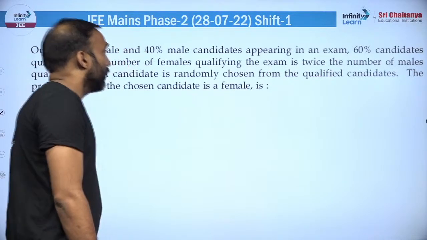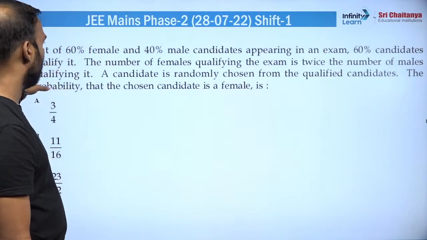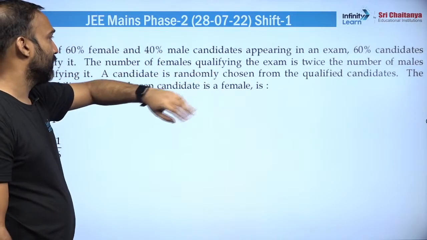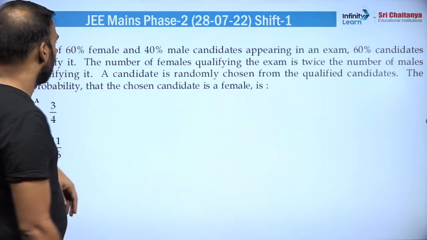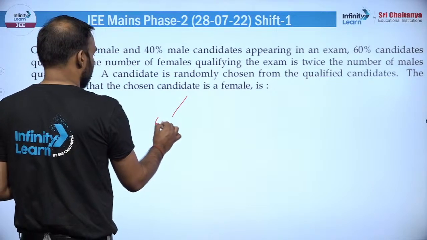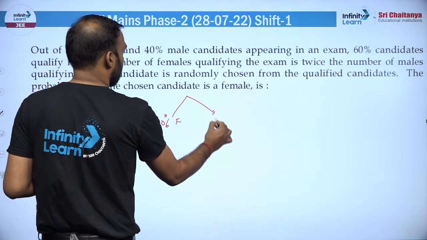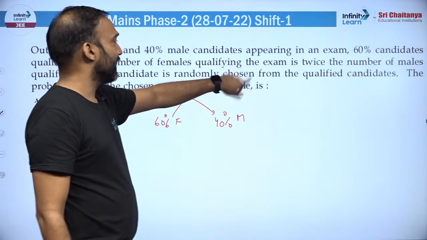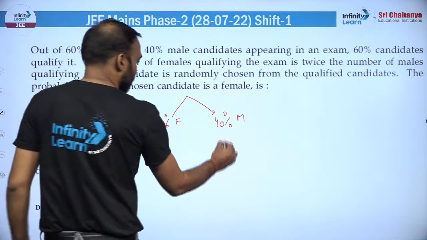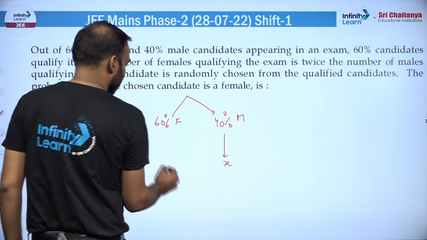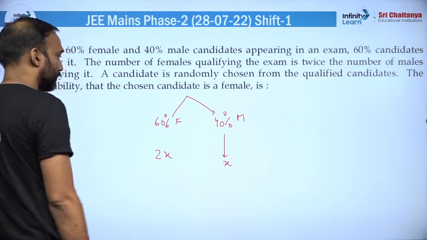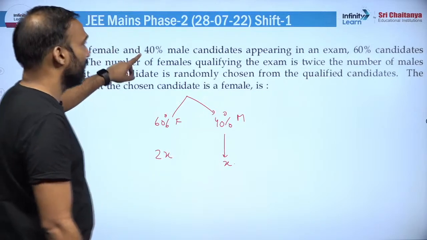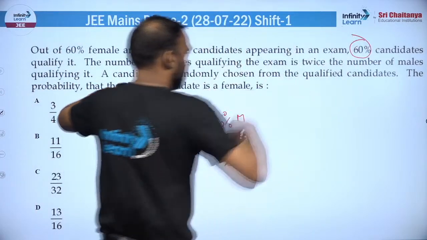Next question came from probability and looks like set as well. Out of 60% females and 40% male candidates appeared in an exam, 60% candidates qualified. The number of females qualifying the exam is twice the number of the male. So I have 60% female, 40% male. Okay, so those who qualified, let's say this is x, this will be 2x, right? And x plus 2x has to be equal to what? 60% of the candidates, right?